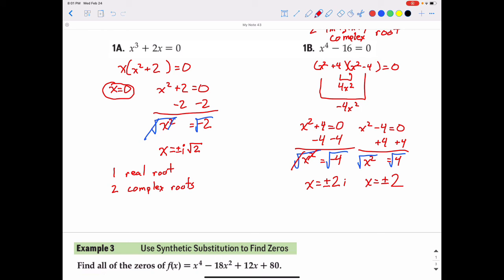So we have 4 solutions. 2 of them are complex because they involve i, or imaginary unit i. And then we have 2 solutions that are real, because positive 2 is a real number, and so is negative 2. And so 2 complex solutions and 2 real solutions means that we have 4 total solutions. Again, we should expect to have gotten 4 total solutions, because as you see up here, we have a power of 4, and the power will equal the number of solutions generated.